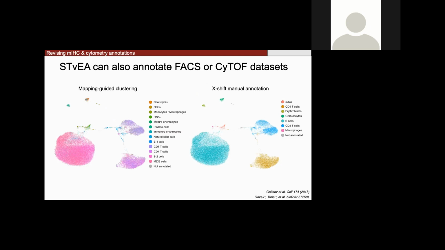to that data set. These are UMAPs of that CITE-off protein space, colored on the right by the X-shift clusters, which have then been annotated manually using the markers in the panel. And then on the left is our mapping guided clustering of that data set using the cell types annotated using our CITE-seq atlas. And you can see here that we can resolve just a few more cell types using our automated mapping guided approach with the information from CITE-seq.